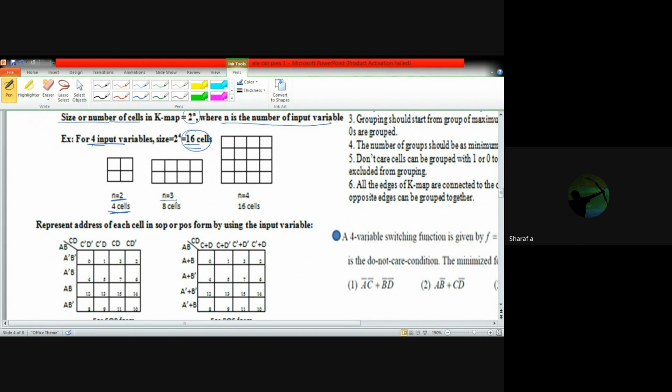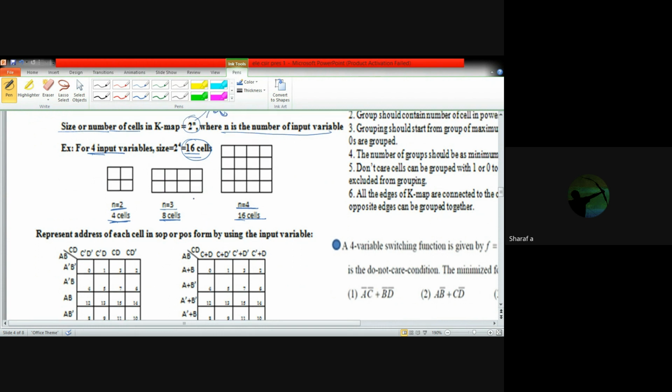And then when n equal to 3, which is the number of variables or number of inputs equal to 3, the number of cells will become 8. The 8 cells, you can arrange horizontally or vertically. Both are possible, or both are the same. And then when n equal to 4, which means the number of inputs is 4, then you need 16 cells for your K-map to solve the problem. I hope you understood how you can calculate the size of the K-map.